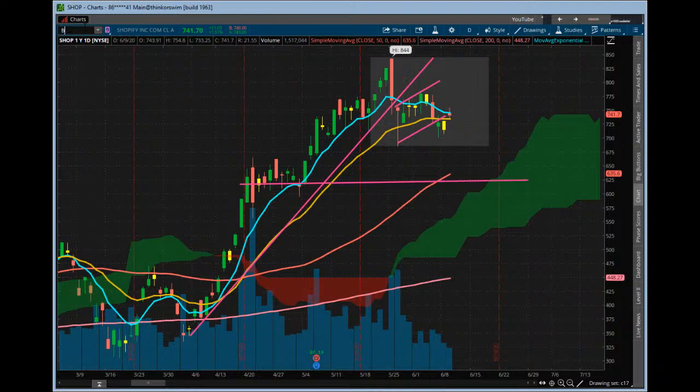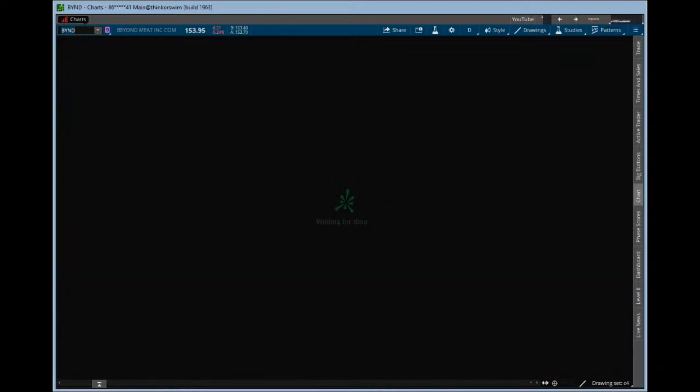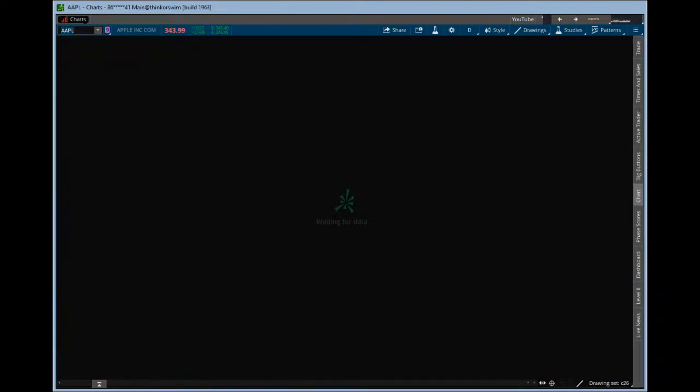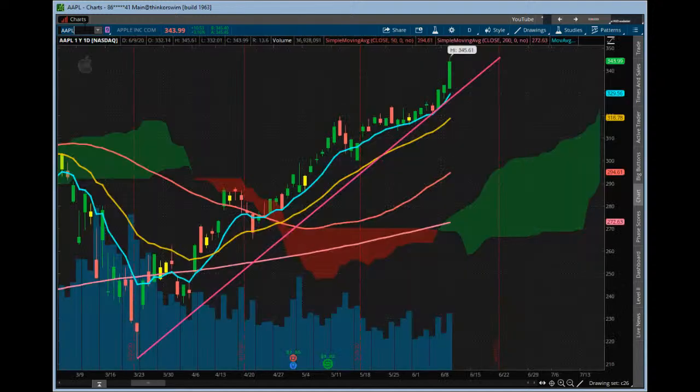Yep, Beyond. So inside day, as we talked about, we kind of thought it might do that yesterday, so it's doing that right now, hanging out. But let's see if that can continue to consolidate there, maybe give a pennant pattern or something like that for a breakout later. Apple, huge move today. Great day today on Apple. And all-time highs, holding trend. King Apple back on top.